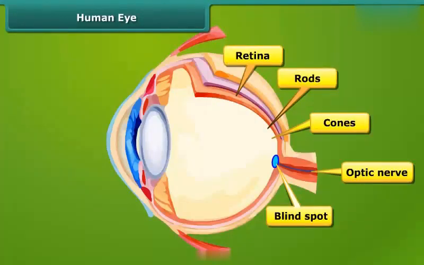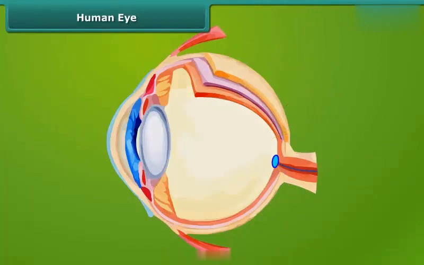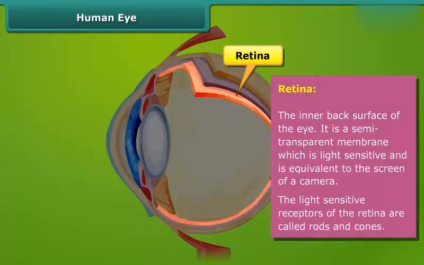To know more, click on the labels. Retina. Retina is a light-sensitive tissue that lines the back of the eye. It is a semi-transparent membrane and is equivalent to the screen of a camera.